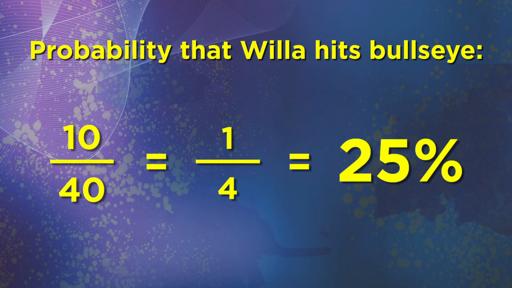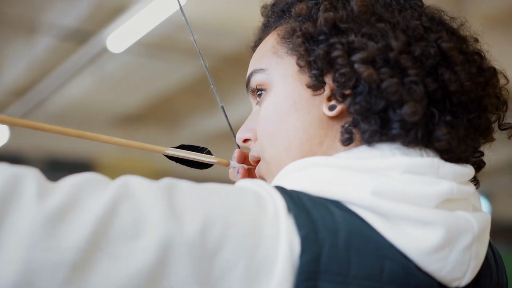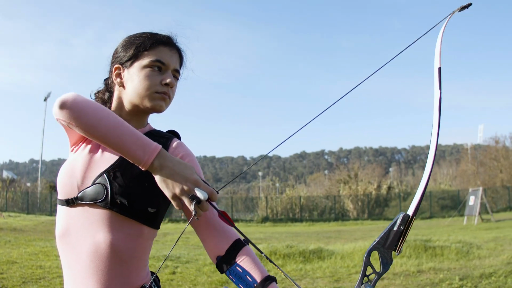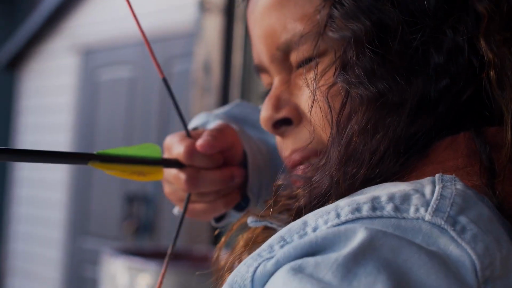And I suppose even if I am extremely consistent with my release, the shots won't land in the same spot every time because there's always some randomness. Tiny changes in angle, wind, release tension. So while probability can't predict where the next arrow will land, it can predict the likelihood of where it will land. It helps us make sense of uncertainty.